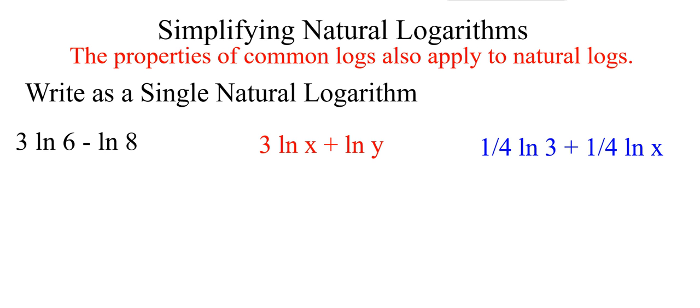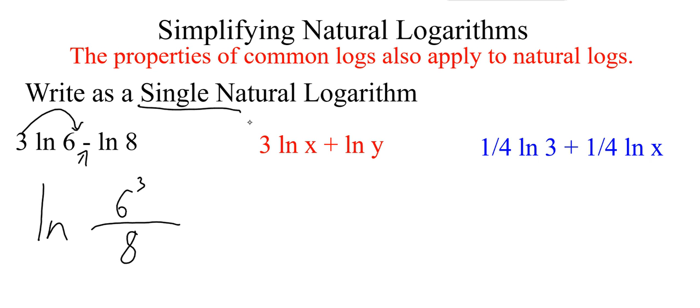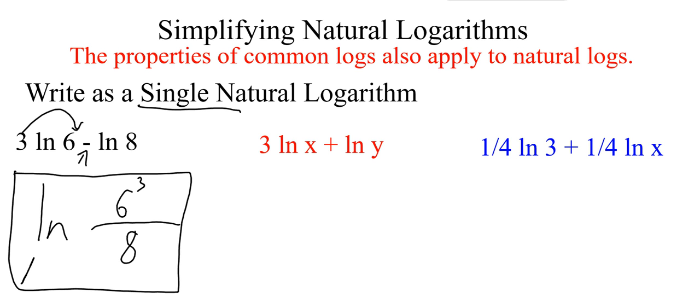So, like I said earlier, with natural logarithms the properties are going to be the same as their common logs. So if you want to write these as a single logarithm, we can employ those same rules. So I'm going to write this as an exponent and one single logarithm, fraction bar. Things that are positive in the numerator, that's 6 to the third. Things that are negative go in the denominator. Again, if it's saying write as a single natural logarithm, I better make sure my answer only has one single natural logarithm in it.